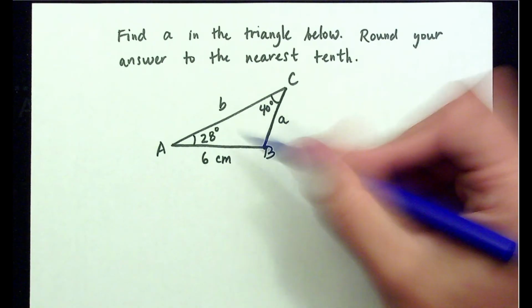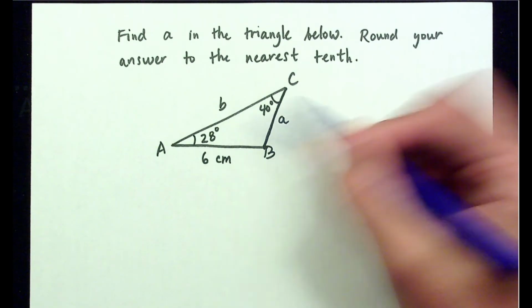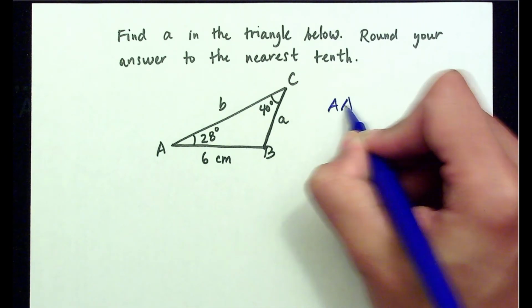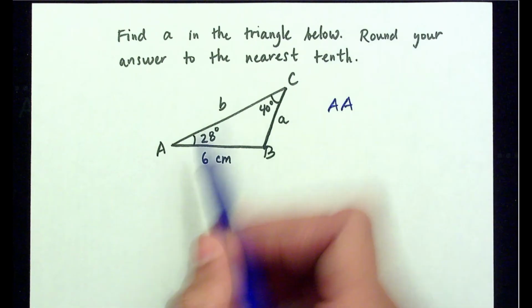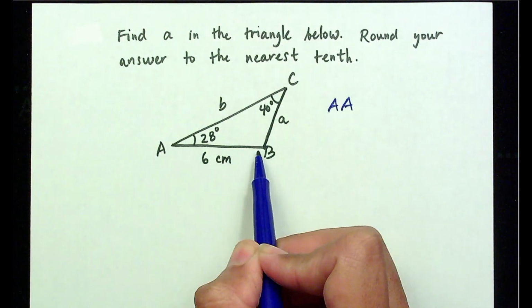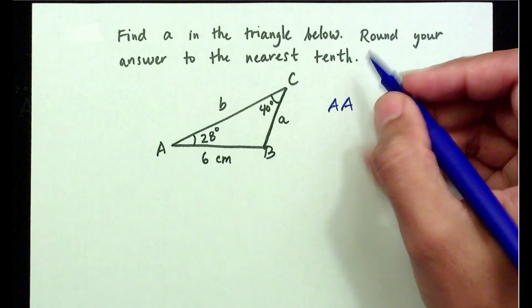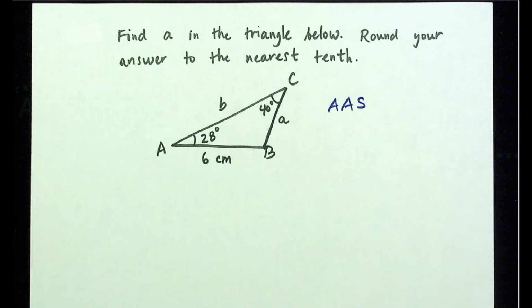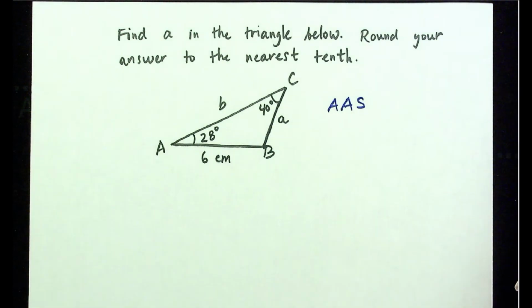what case do we have here? What type of scenario is this? Well, we have two angles, and we know a side, this one, that is not the side in between the angles. So that means this is this case. Two angles and a side, not the side between the angles.